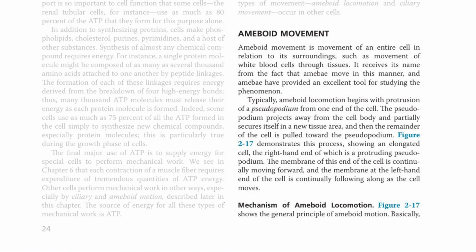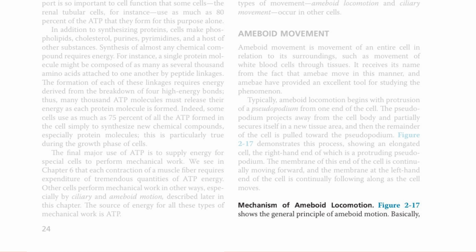Typically, amoeboid locomotion begins with protrusion of a pseudopodium from one end of the cell. The pseudopodium projects away from the cell body and partially secures itself in a new tissue area, and then the remainder of the cell is pulled toward the pseudopodium. Figure 2-17 demonstrates this process, showing an elongated cell, the right-hand end of which is a protruding pseudopodium. The membrane of this end of the cell is continually moving forward, and the membrane at the left-hand end of the cell is continually following along as the cell moves.